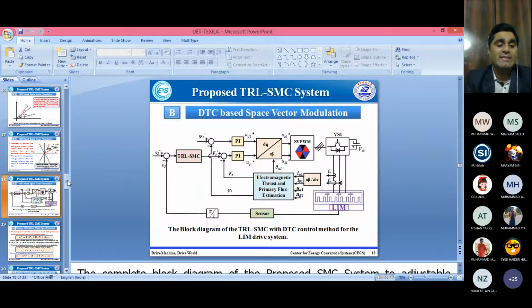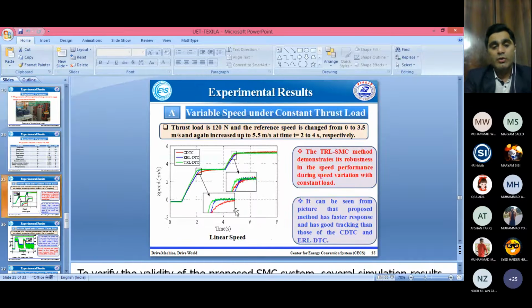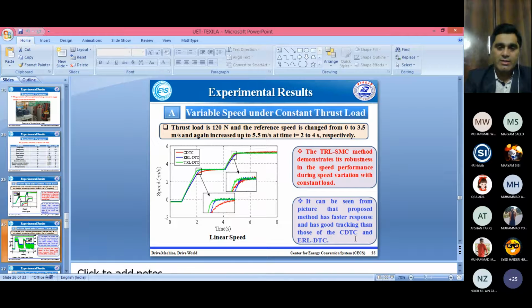So here the analysis is given. We can see that our TRL DTC is superior to the red and the blue. Red is the conventional DTC and blue is the ERL DTC, which is also sliding mode control. It can be visualized clearly here that sliding mode control is better than the PI control system. It can be seen from the picture that the proposed method has a faster response and better tracking than those of conventional DTC and ERL DTC.